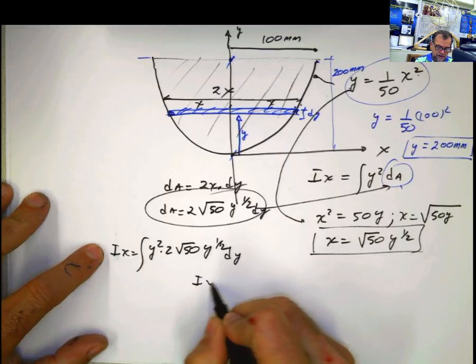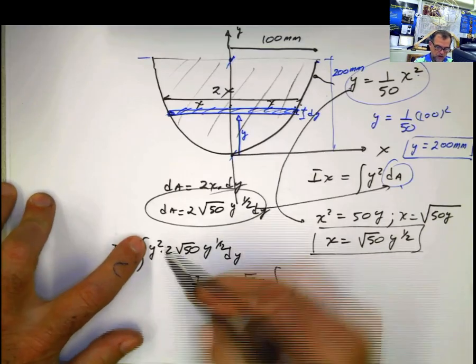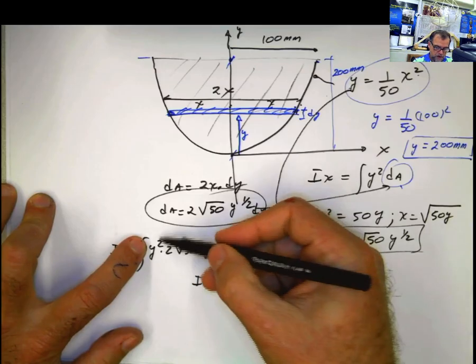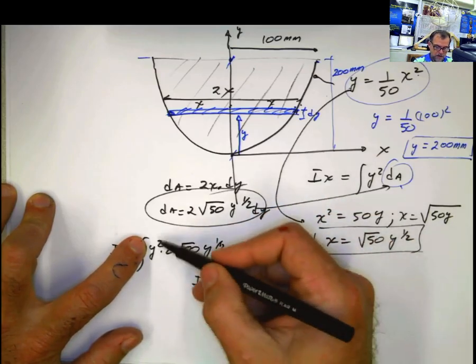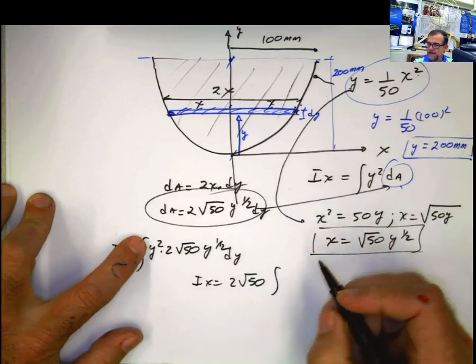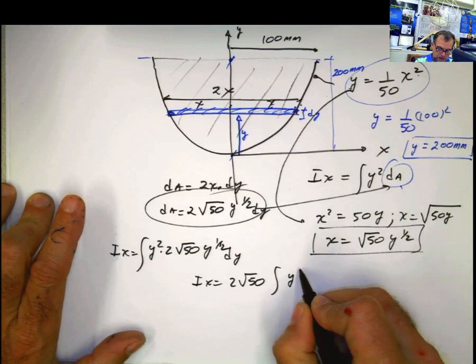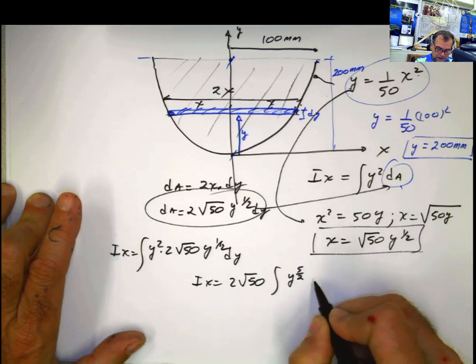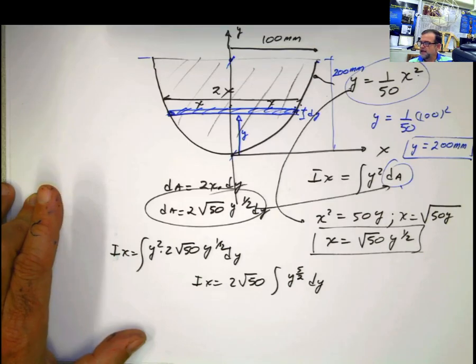So Ix is equal to square root of 50 times the integral. This is y squared. Square is actually saying 4/2, 4/2 plus 1/2. Keep the base and add the exponents. 2 plus 1/2 is 5/2. So then you have y to the 5/2 dy, and between what limits and what limits?